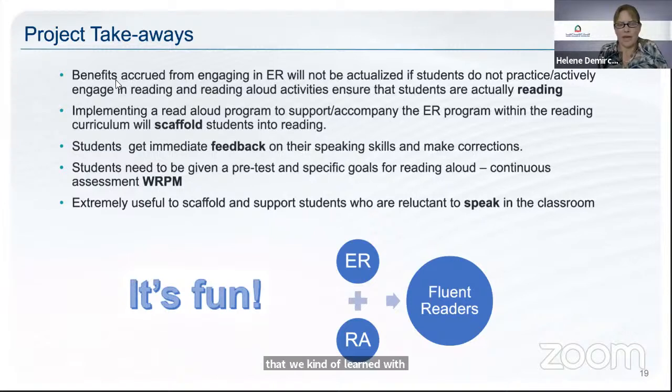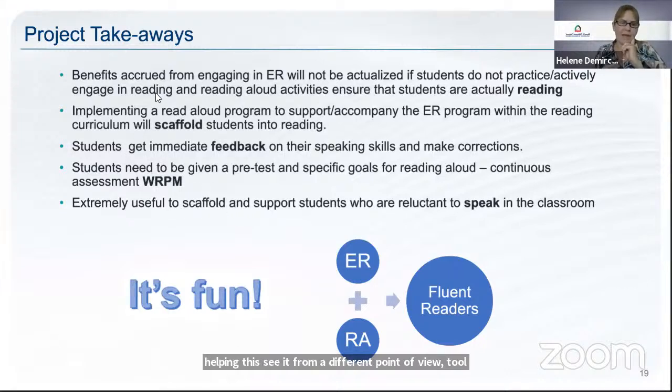We've always known that the benefits accrued from engaging in extensive reading will not be actualized if the students are not practicing or not actively engaging in reading. So the reading aloud activities ensured that students were actually doing the reading before they went on to do the X-reading quiz. They actually engaged with the reader and the book, and we knew that they were doing it themselves. They weren't cheating, we have to say here. And I know this is a problem. It's not just a problem with our students, but our students are kind of renowned for that kind of behavior because they perceive it as helping. They see it from a different point of view to us. Anyway, so this was very good.